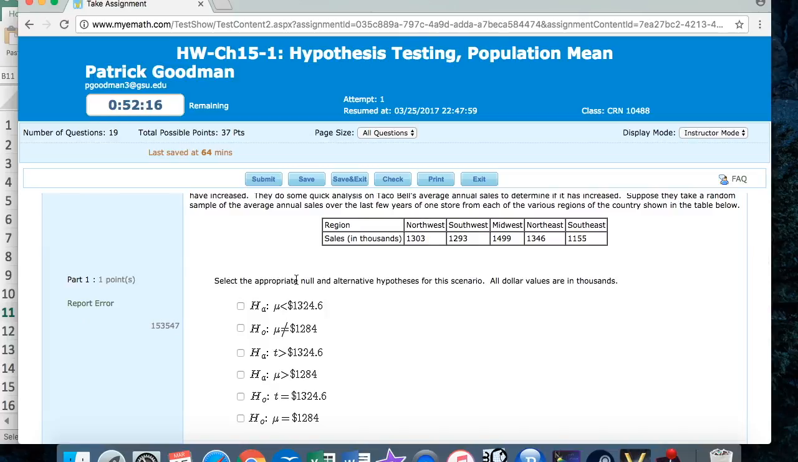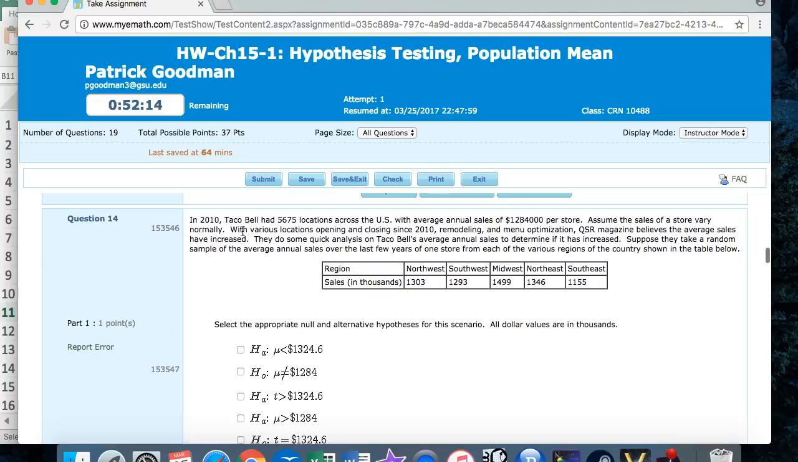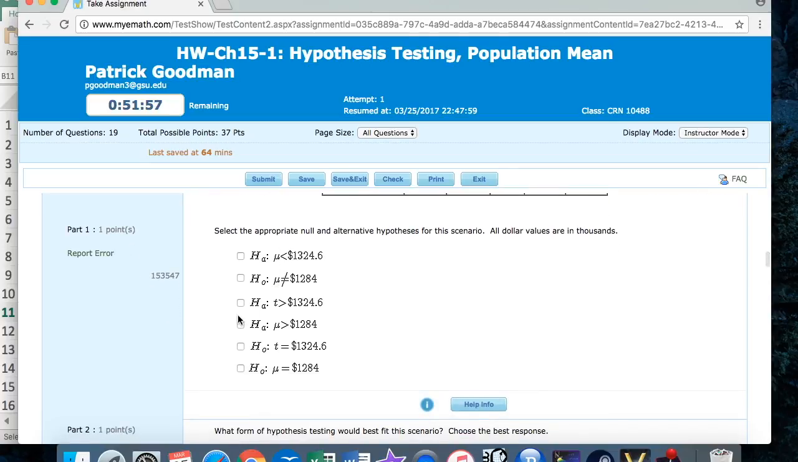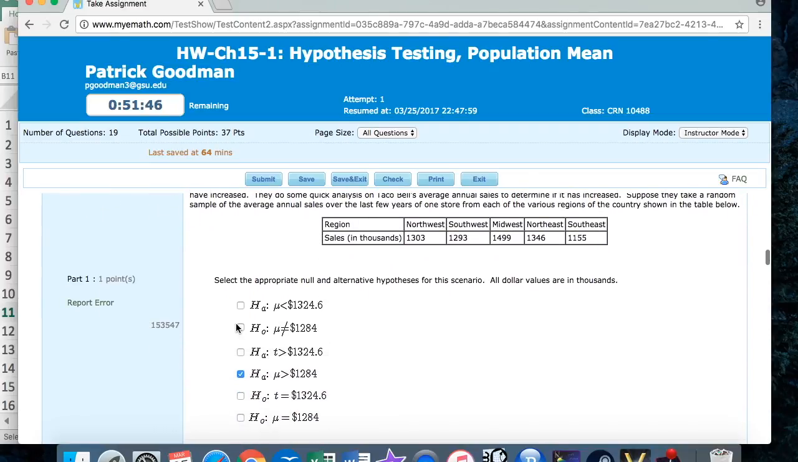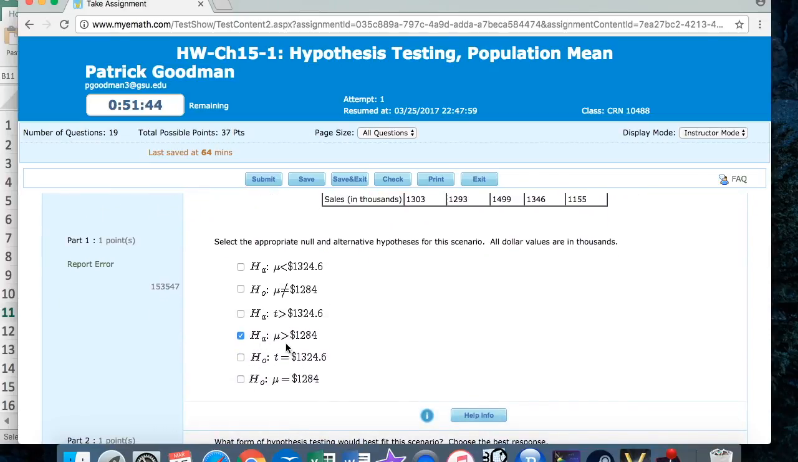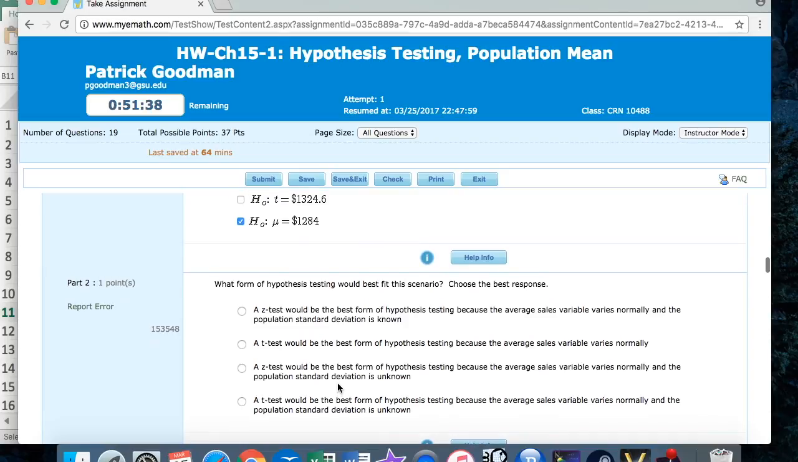Okay. So let's find our null hypothesis. They want to do some quick analysis on Taco Bell's average annual sales to determine if it has increased past this. So that actually gives us our alternative hypothesis, HA. We say that the mean should be greater than that starting value, greater than 1284,000. Then of course in the null hypothesis it's always equal, so your mean is equal to this number. So those would be our hypotheses.